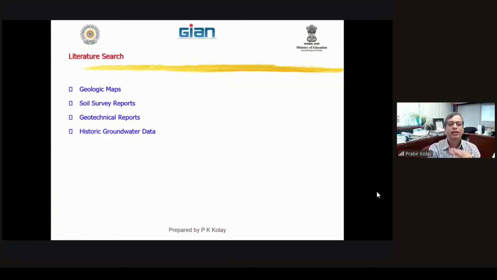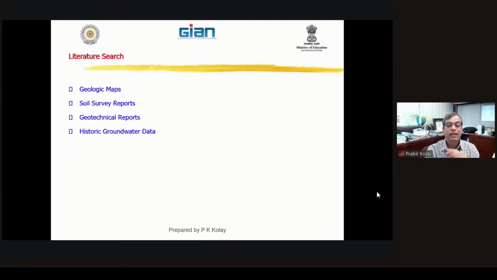Then literature first. For any unknown site, we need to know the geology, obviously, what type of soil, how the soil is formed. Again, this rock cycle: you need to know igneous, sedimentary, metamorphic rock, and how the different weathering processes form all the different soils. So we need to know that.